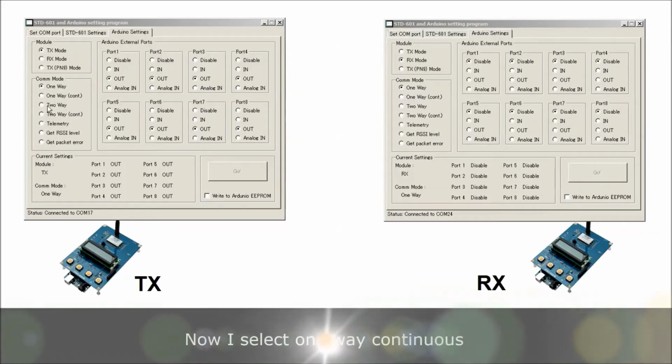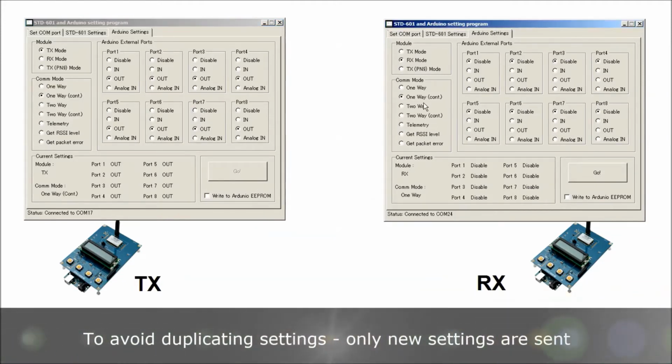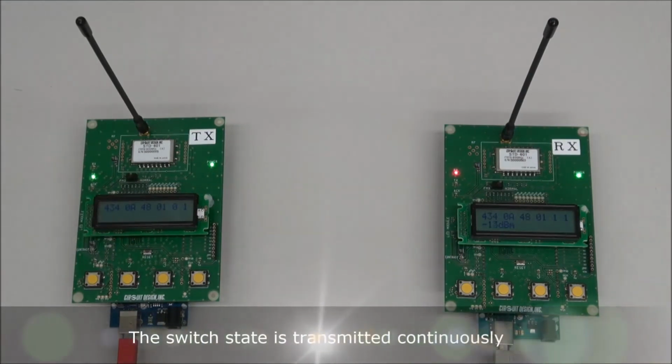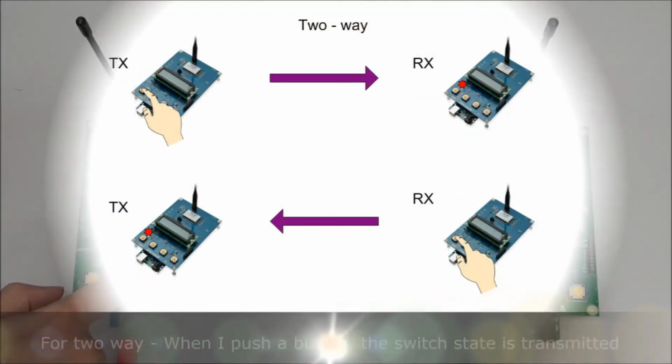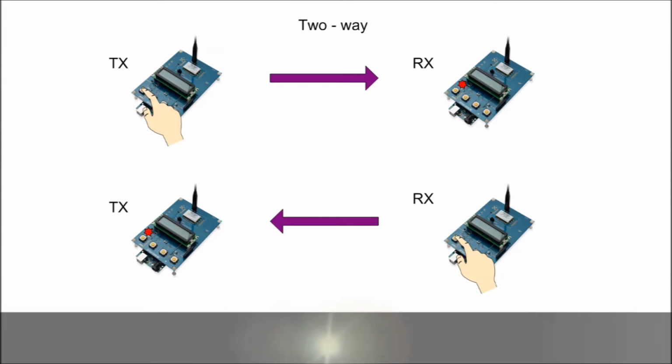Now I select one-way continuous. To avoid duplicating settings, only new settings are sent. So the switch state is transmitted continuously. For two-way, when I push a button, the switch state is transmitted. The corresponding LED comes on.